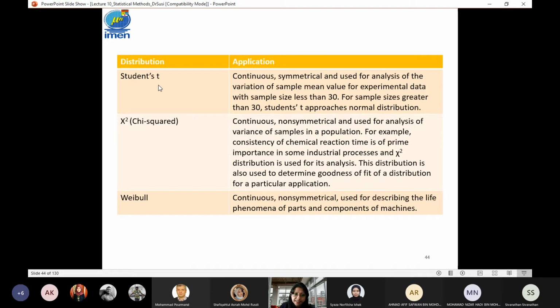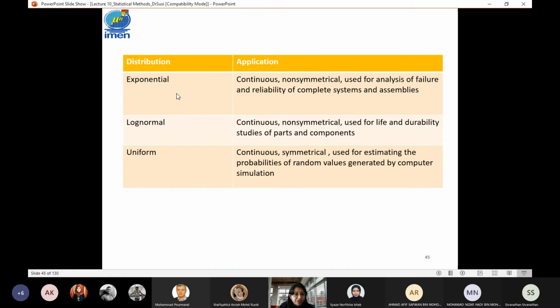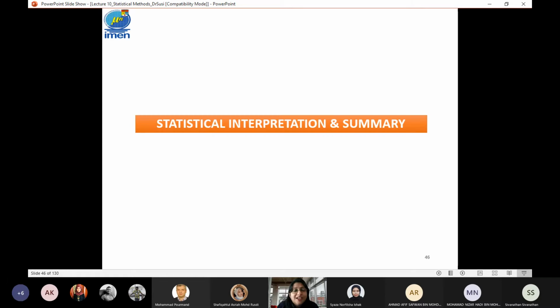Okay, there's also Student's t, chi-squared, and also Weibull. You can look at all the applications for these right here. You also have exponential, log normal, and also uniform. So these are all the different applications of distributions which are commonly used in engineering. Okay, again, do you need to use it? It depends on your experiment, on your supervisor. If they think there is no need to use it, then you don't need to use it. All right, so it all depends on the requirements of your experimental work. Okay, all right, so far so good?